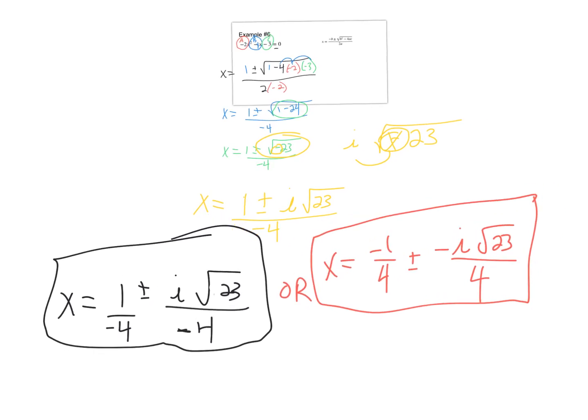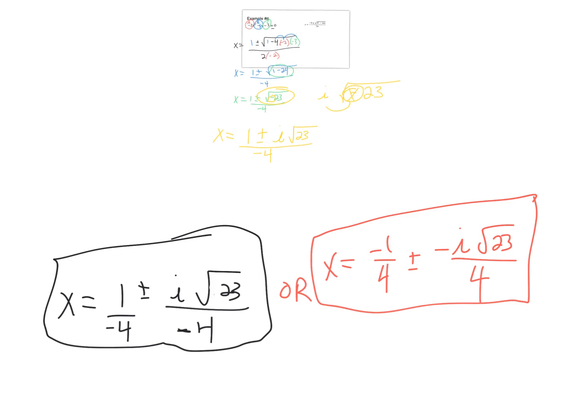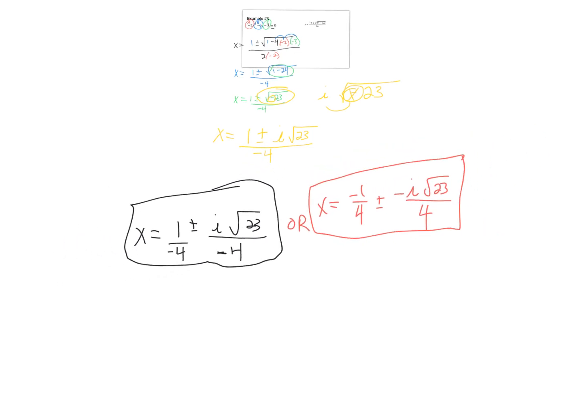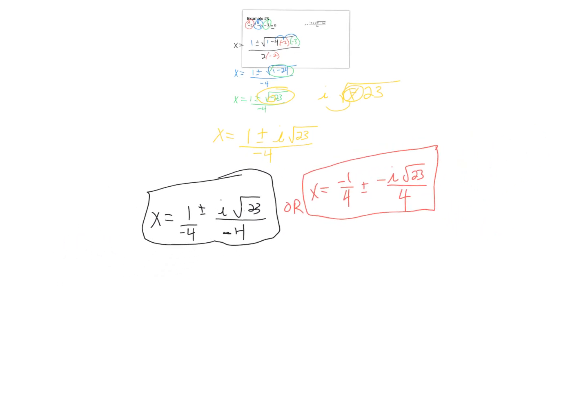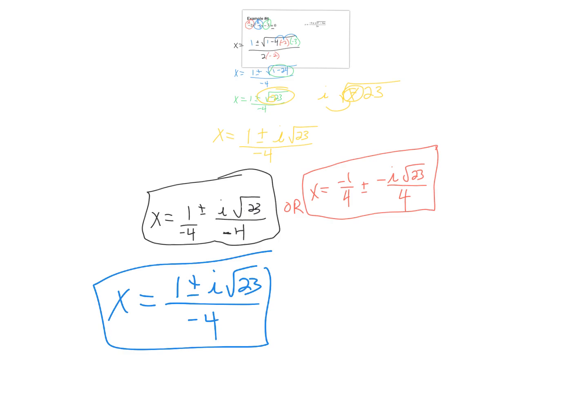Okay, let me scooch this up because I need more room. Or another teacher may say, well, I don't like those ways, you can leave it together. So you could say x is equal to 1 plus or minus i radical 23 all over negative 4, which is what we had in the beginning.